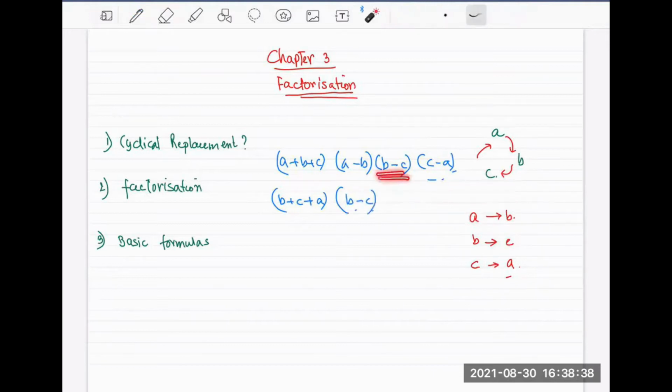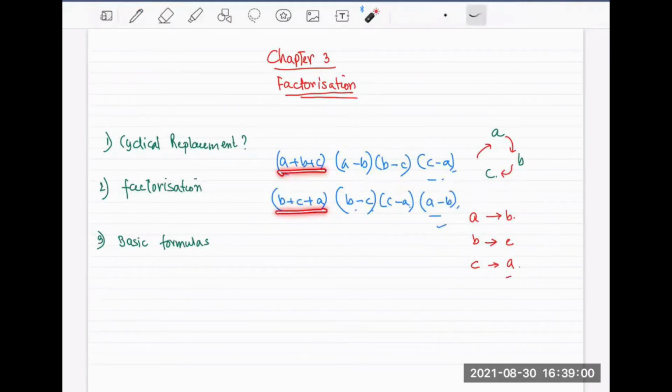What about B minus C? B will be put as C, C will be put as A. So we will get C minus A. What about C minus A? Instead of C, we are supposed to put A. Instead of A, we're supposed to put B. So we will have A minus B here.